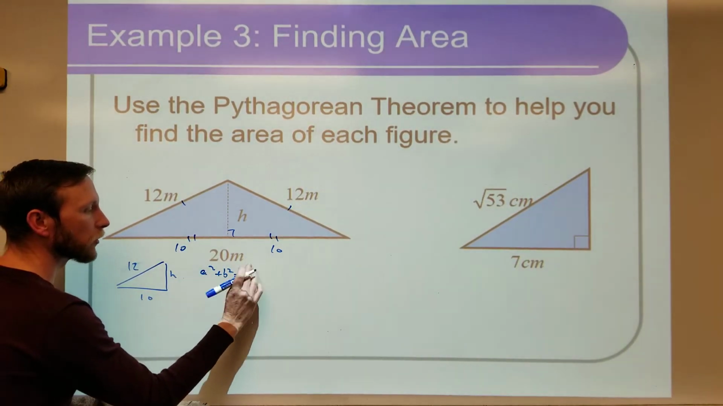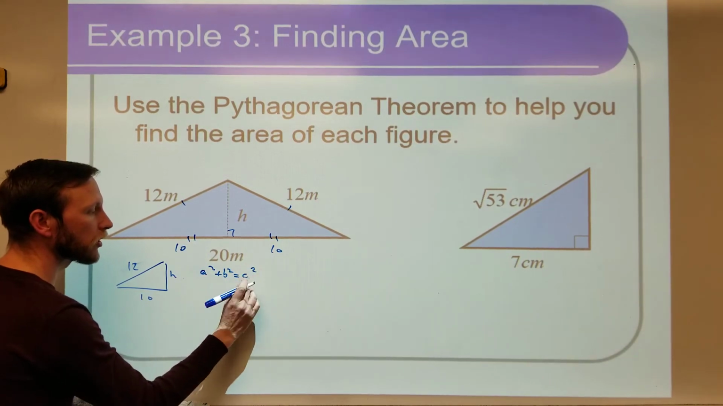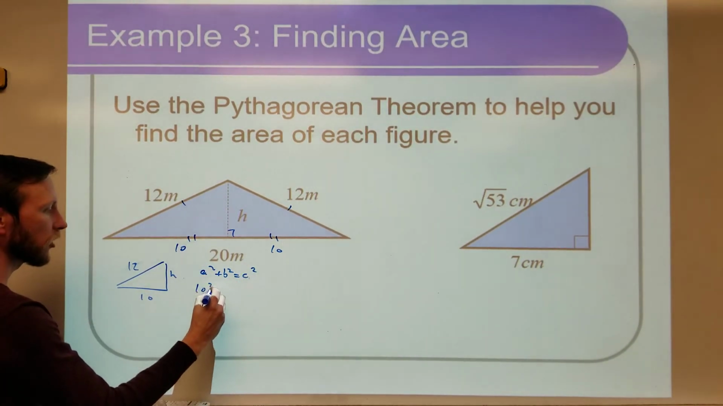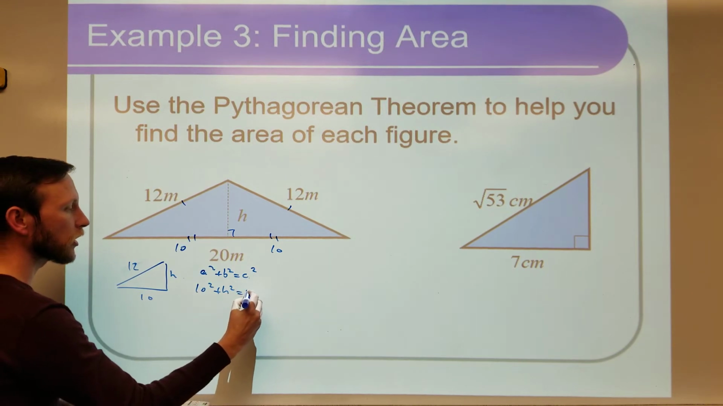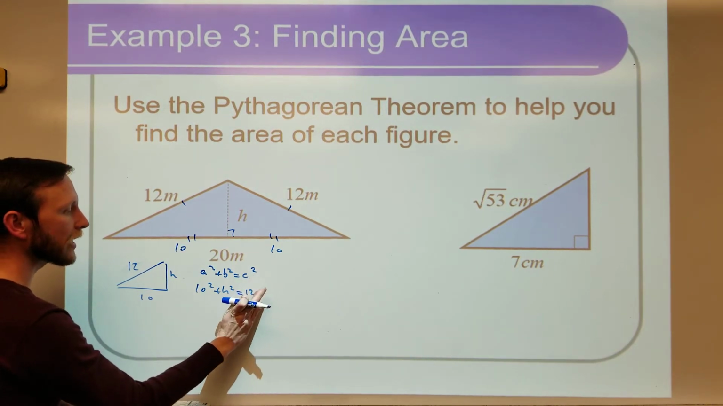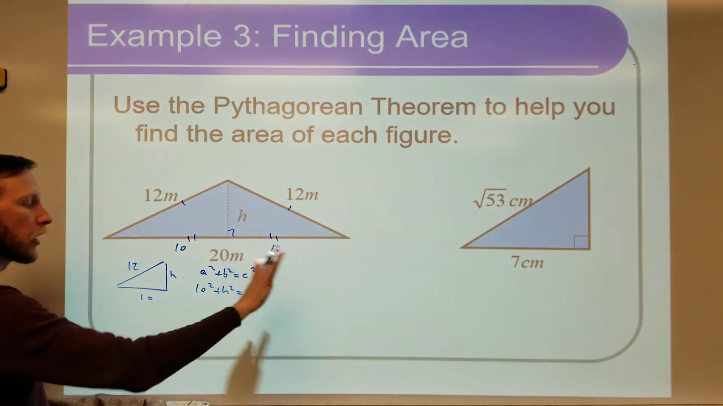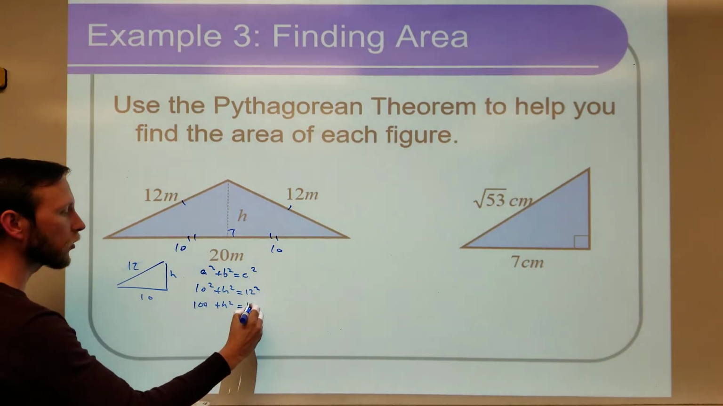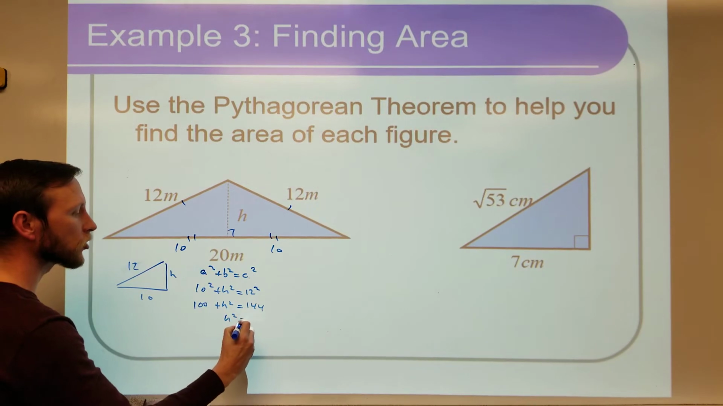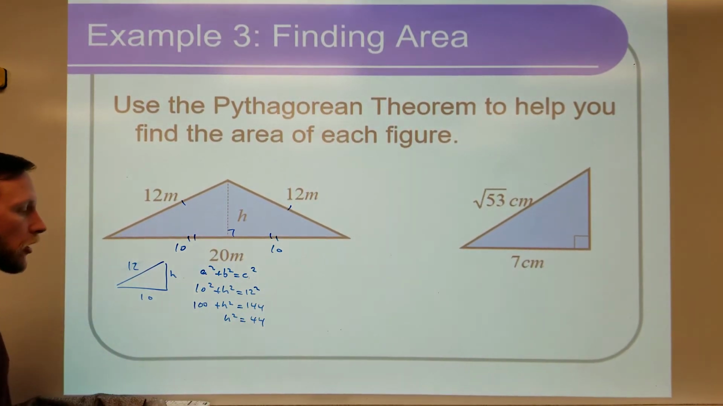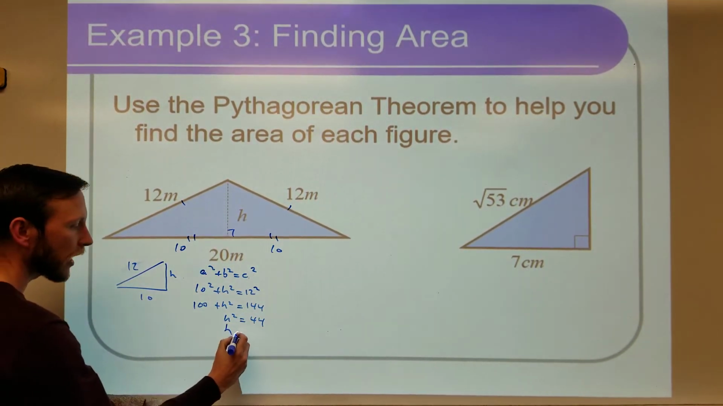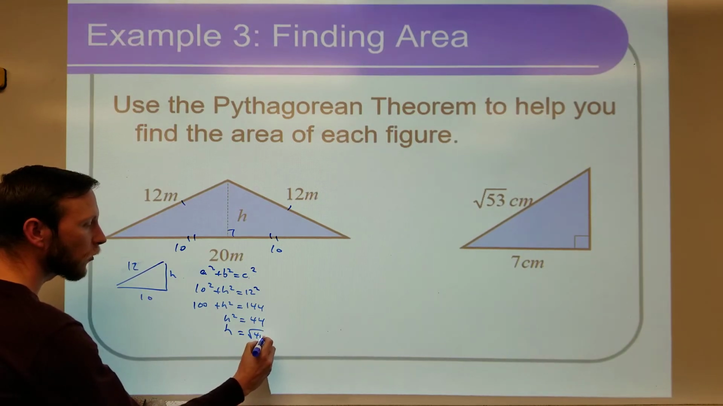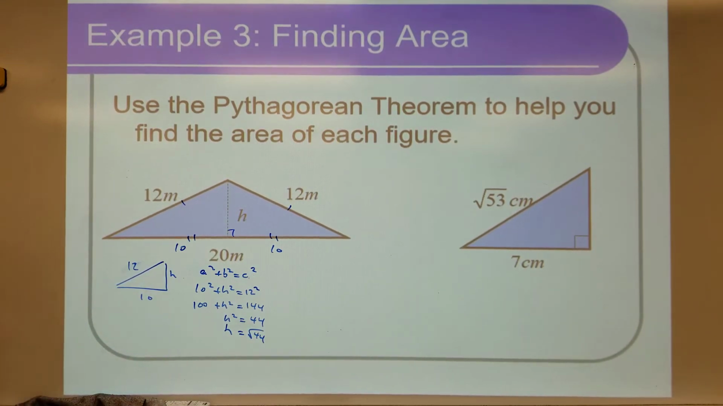So I write down my formula, just like always. a squared and b squared make c squared. In this case, 10 squared and h squared equal 12 squared, because 12 is the hypotenuse, so that has to be on its own side of the equal sign. We've got 100, we've got h squared, we've got 144, which means that h squared is equal to 44 when I subtract 100 from both sides. And so that means that h is the square root of 44, and now we have work to do.